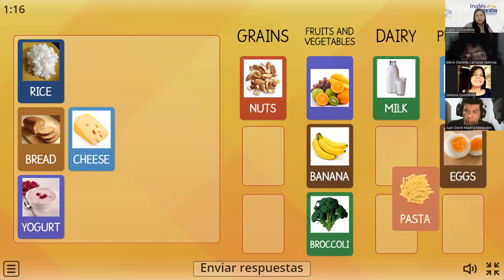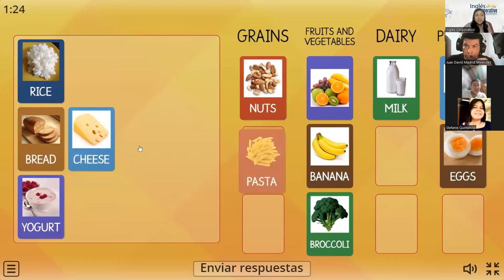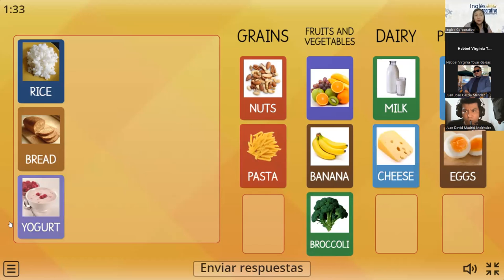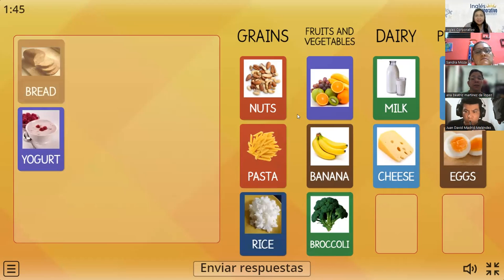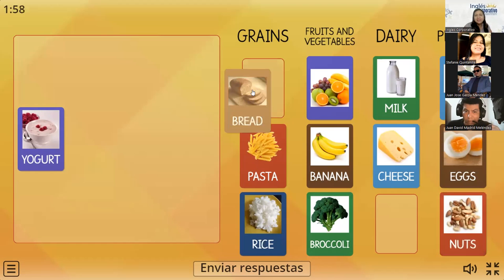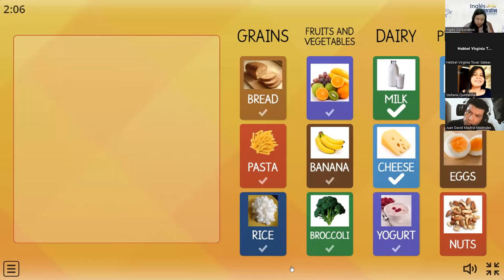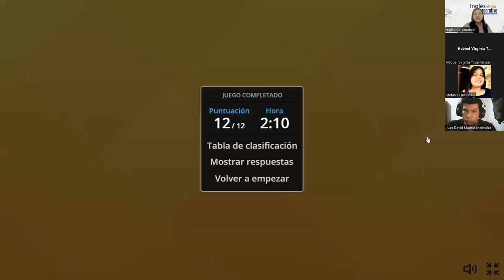Pasta. Yummy. Grains. Cheese. Grains. Or carbohydrates. Bread. Protein. Dairy. And dairy. I think nuts are proteins, right? Proteins, they have protein. And bread is here in grain, and yogurt, dairy products. We are going to check. Very good. Very good, guys.